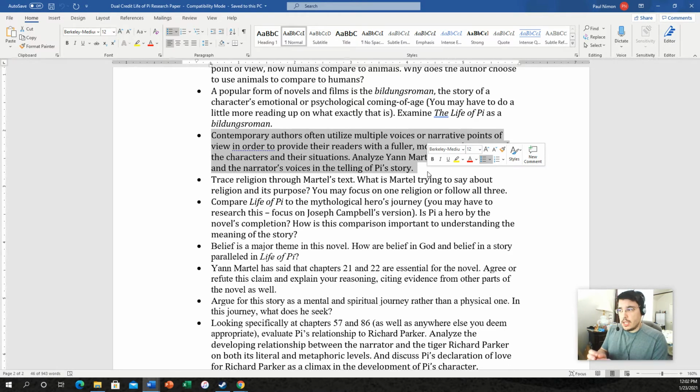He also has in his story a narrator. And as you read, you'll find that this narrator is not Pi himself. This narrator is somebody who is telling Pi's story. This is a journalist. So you have the author's perspective, you have the narrator or journalist's perspective, and then when the story focuses on Pi, you have Pi's perspective.